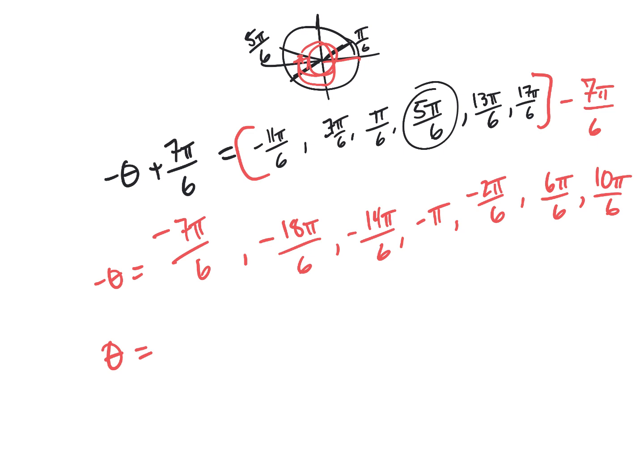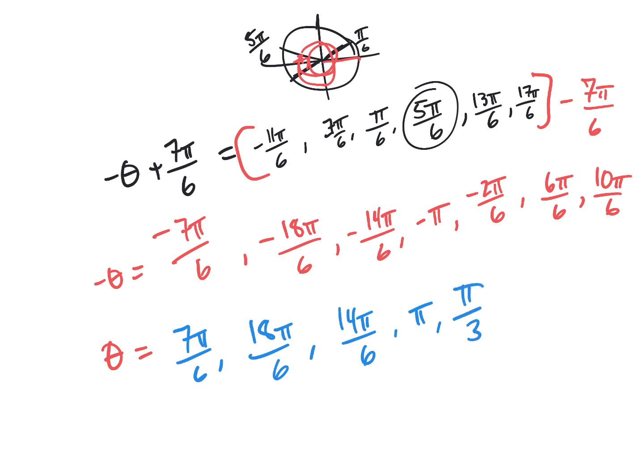So this would be 7 pi over 6. This would be 18 pi over 6. This would be 14 pi over 6. This would be pi. Let's reduce this a little bit. So we'd get pi over 3. We'd get pi. Oh, but this one is negative. And then we'd get negative 4 pi over 3.